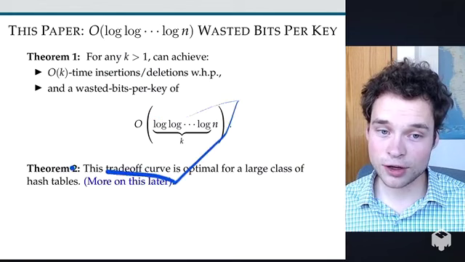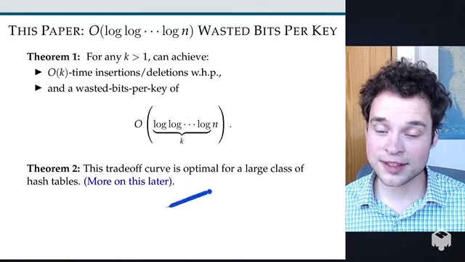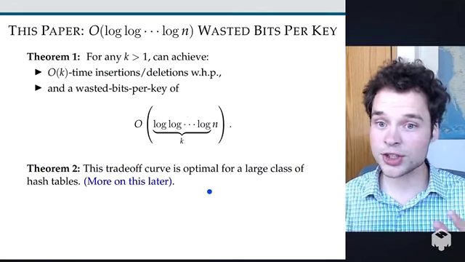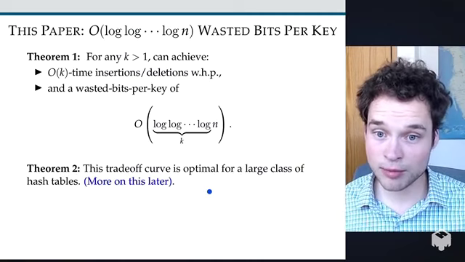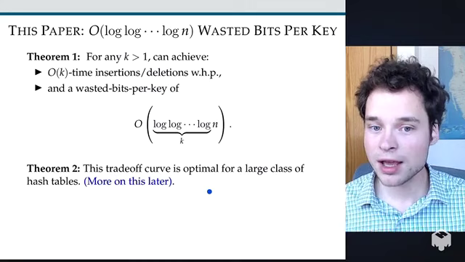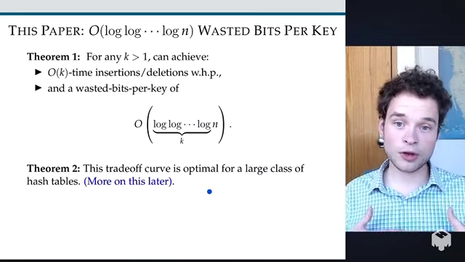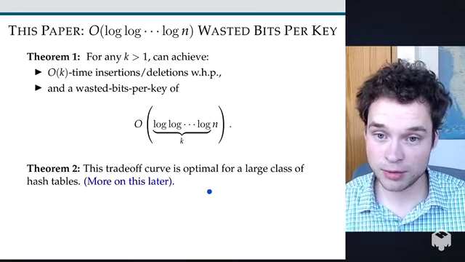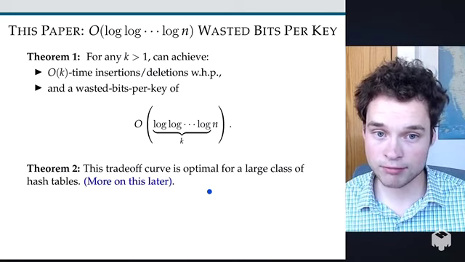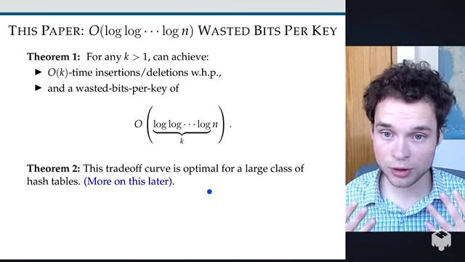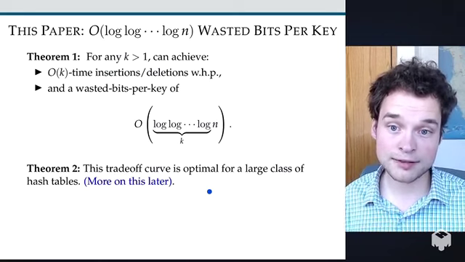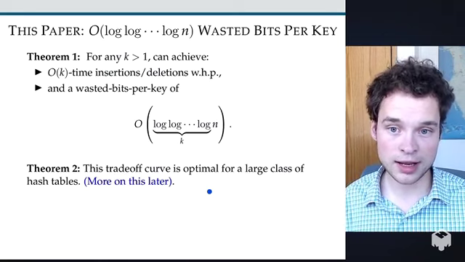In fact, the second result in the paper is that this trade-off curve is actually optimal for a large class of hash tables. So I'll define what that class is in a little bit more detail later on in the talk. But let me just say for now that this class includes all of the known succinct hash table designs that we've seen so far in the literature. So what this means is that either this space bound is really optimal, or if we want to beat it, we're going to have to come up with fundamentally new ways to store data.